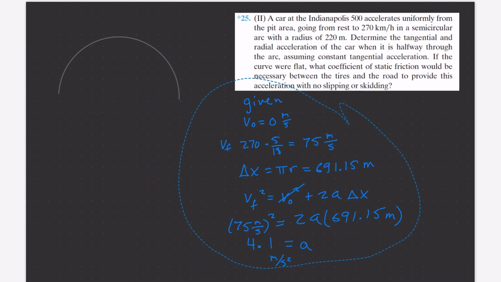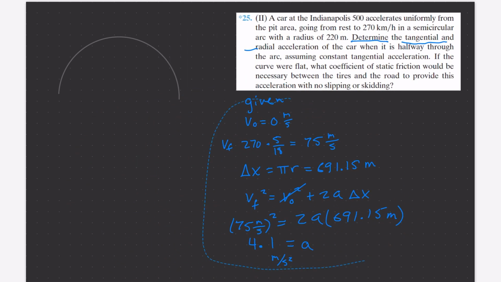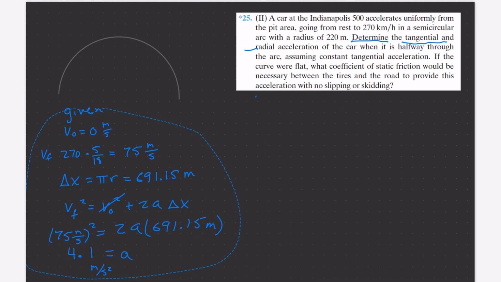Let me move this all a little bit over. I'm going to do a little more math here to the right, using the same kinematic equation. V final, and I don't know what V final is yet. V final squared is equal to, V initial is still 0, so this is equal to 2 times 4.1 meters per second squared times delta x. In this case, delta x is not the full semicircle, but half of the semicircle, and I'll explain why in a second. So instead of the 220 times pi.